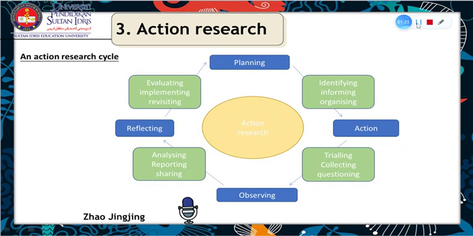Now let's look at the picture. An action research cycle. Action research is a circular process. We can say plan, action, observation, reflection on the picture. And the four parts are interrelated and interdependent.